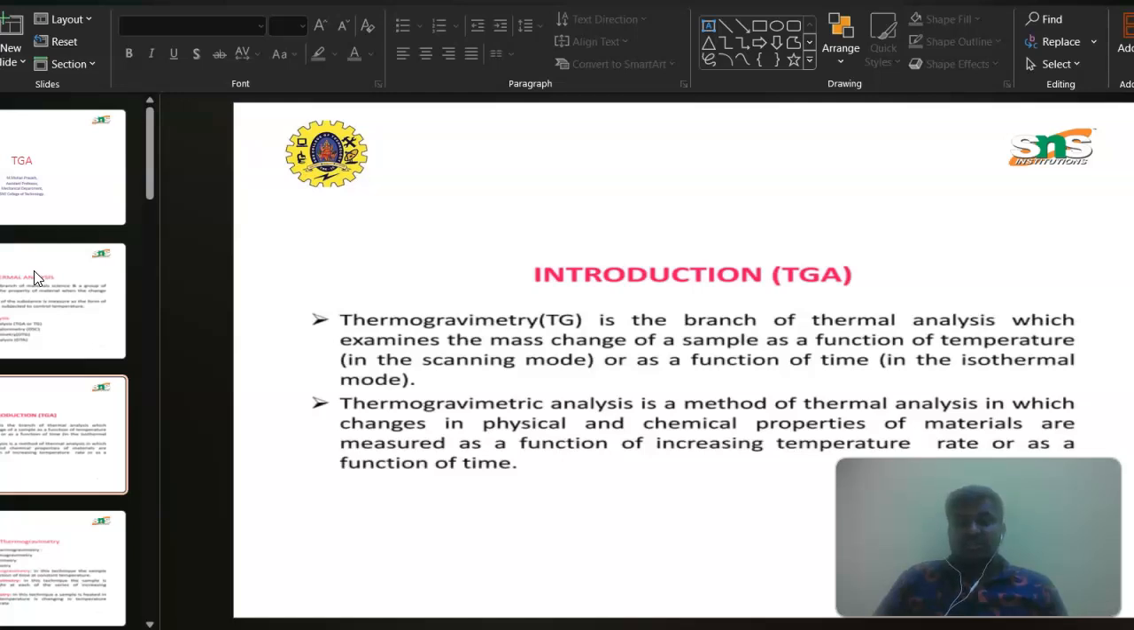Next, we'll see what TGA is. Thermogravimetry is a branch of thermal science which examines the mass change of the sample as a function of temperature in the scanning mode, or as a function of time in the isothermal mode. Thermogravimetric analysis is a method of thermal analysis in which changes in the physical and chemical properties of a material are measured as a function of increasing temperature rate or as a function of time.